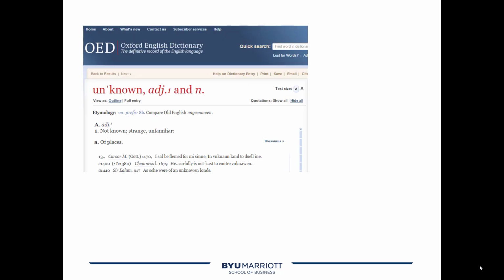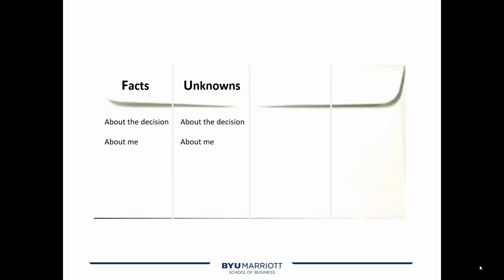Then you go to the second column, which is unknown. And again, looking at our venerable Oxford English Dictionary, an unknown, rather surprisingly, is a thing that's not known. So what goes in the unknown column? Things that you don't know about the decision and about yourself.